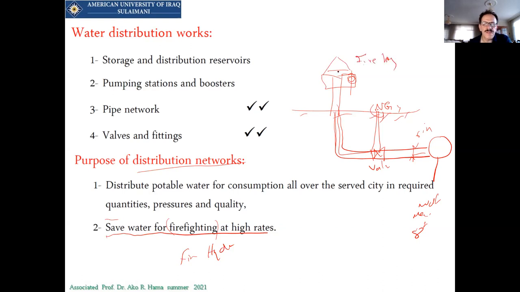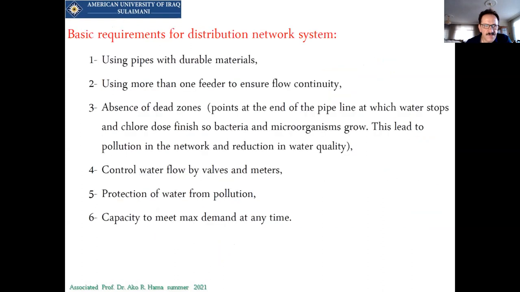And we said that we have different color codes for the fire hydrants, based on the available amount of flow we can deliver. So it will be connected directly to the distribution network. This is called water distribution. Okay, so we need also to have a distribution network for firefighting purposes.